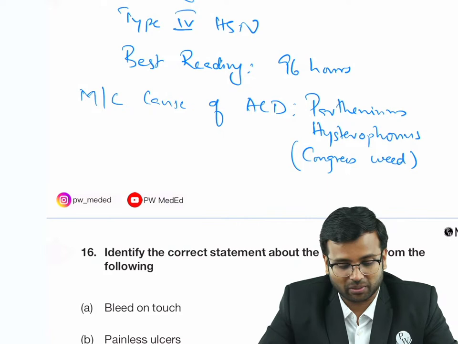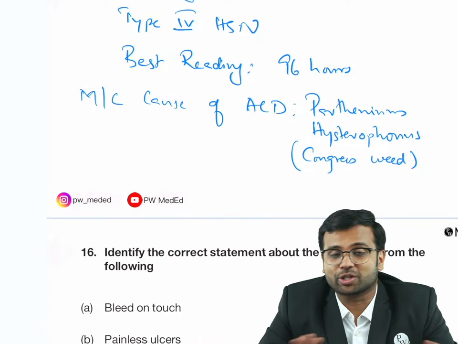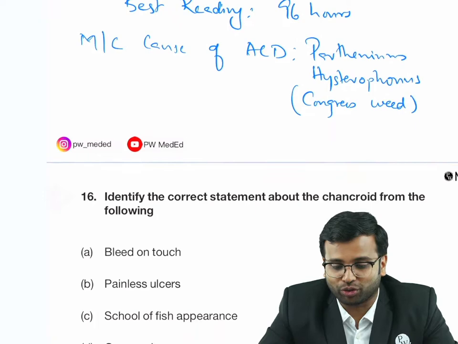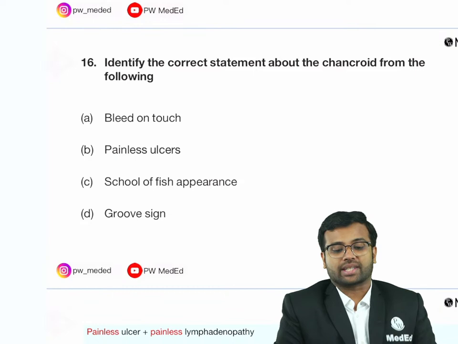So is that clear? It is not rubber, it is not nickel, it is not anything else, it is not bindi or anything. So the answer is Parthenium hysterophorus. Good going all of you. Now let's see the next one. Identify the correct statement about chancroid from the following.